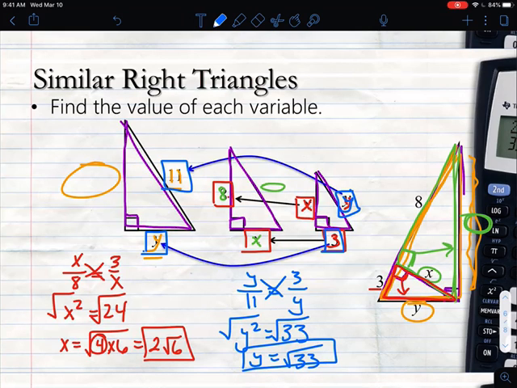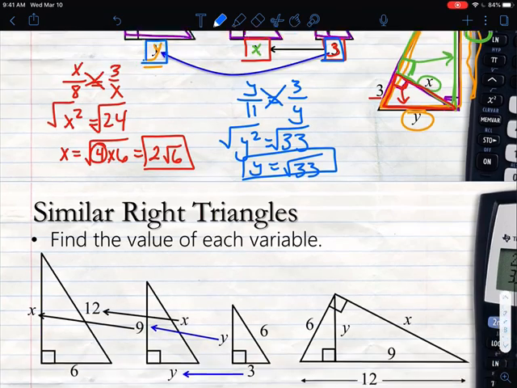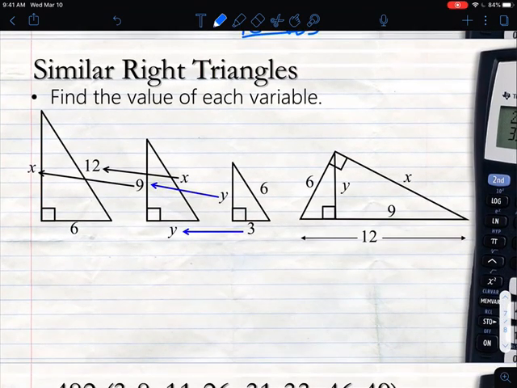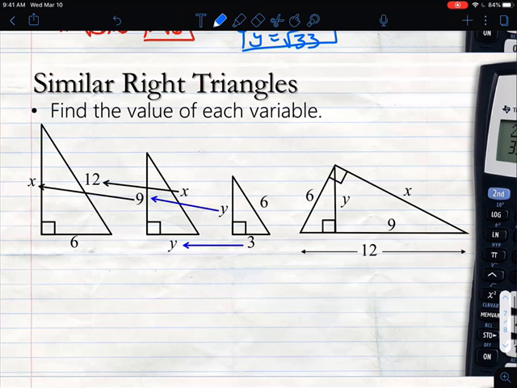So when we're working with these similar right triangles, the key is going to be setting up the 3 triangles, getting them labeled, and then matching up the appropriate parts. So here's another quick example. As we look at this triangle, here's my big triangle overall.